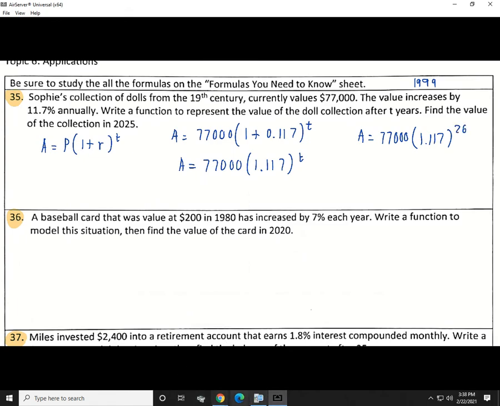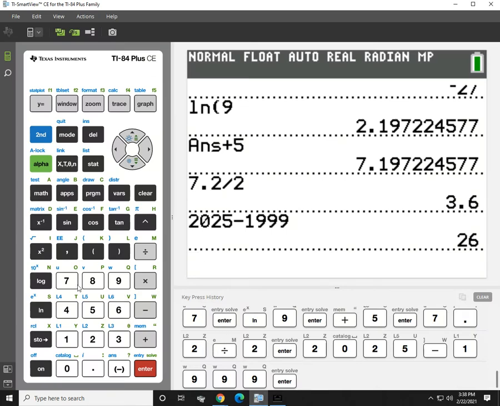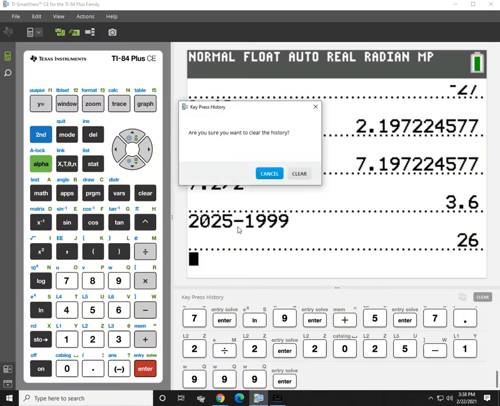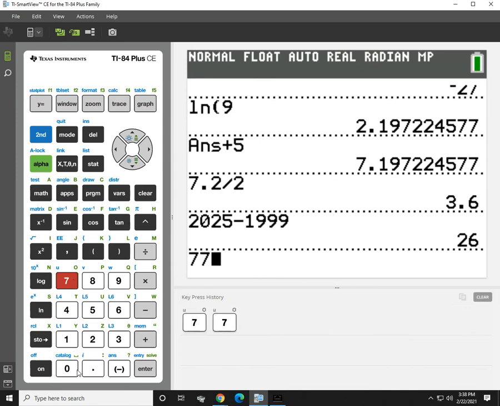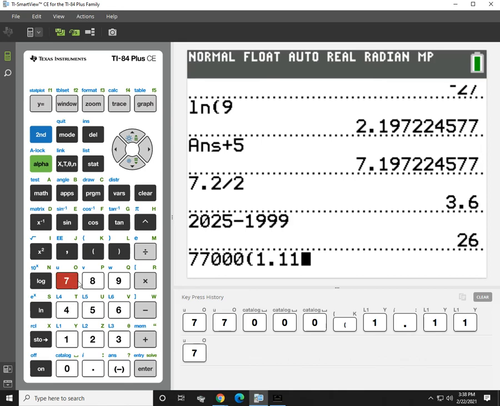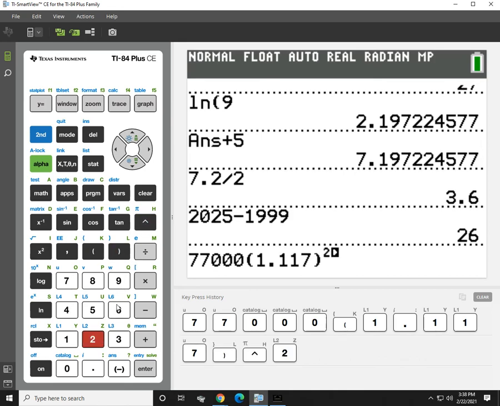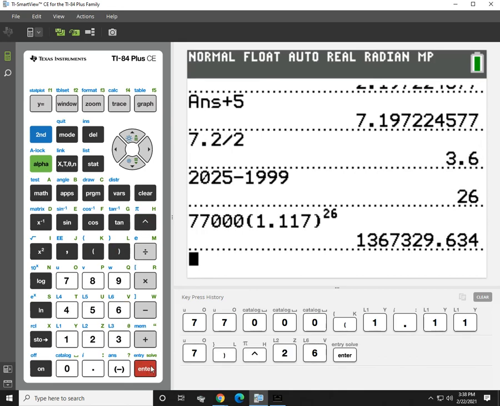So let's go type that in over here on our calculator. I'm going to clear all this out. We got 77,000 times 1.117 raised to the 26. I think this is going to be a crazy amount. This thing is going to be worth, and this is probably a little absurd, $1,367,329.63.